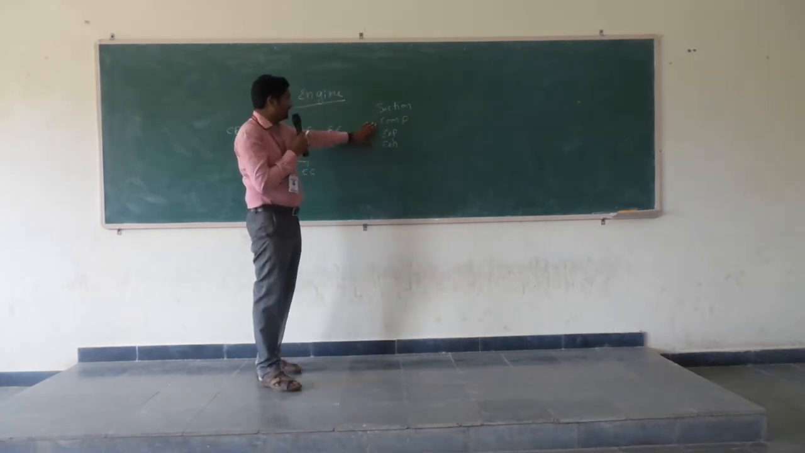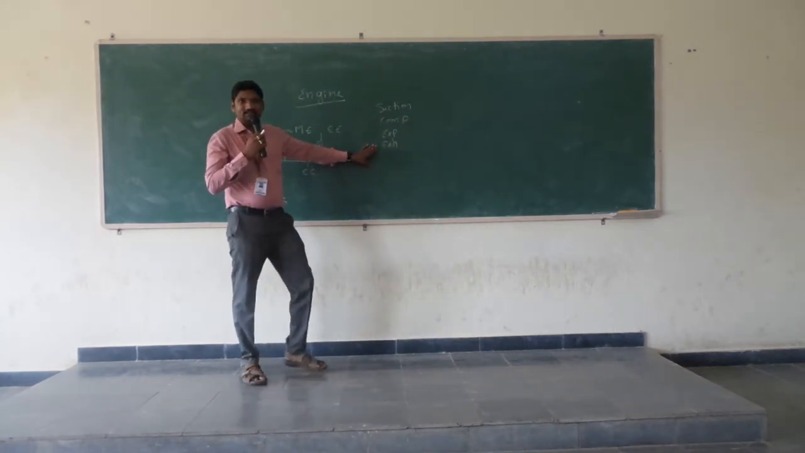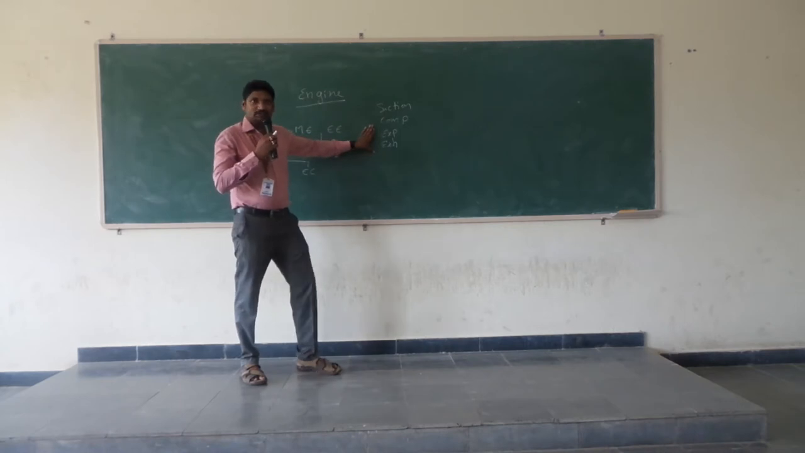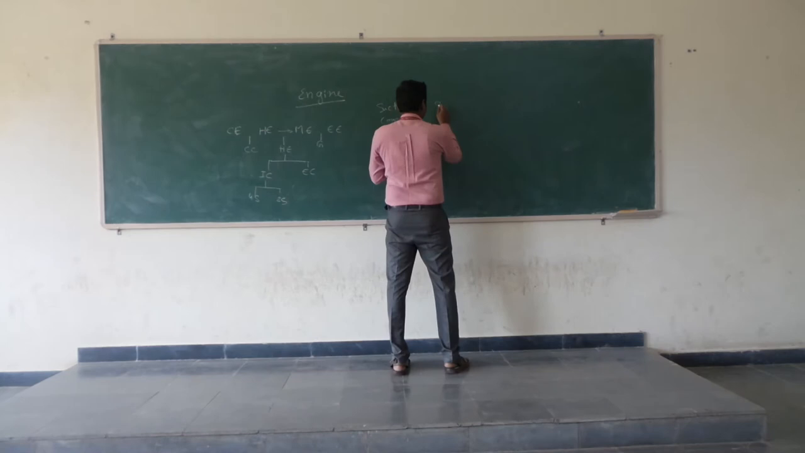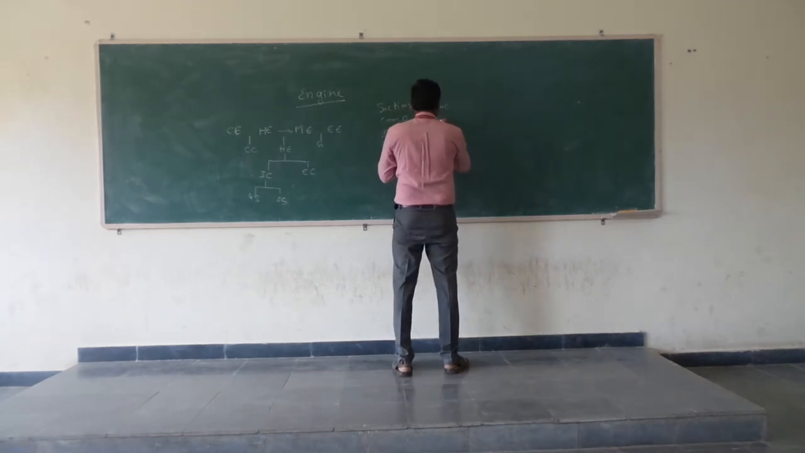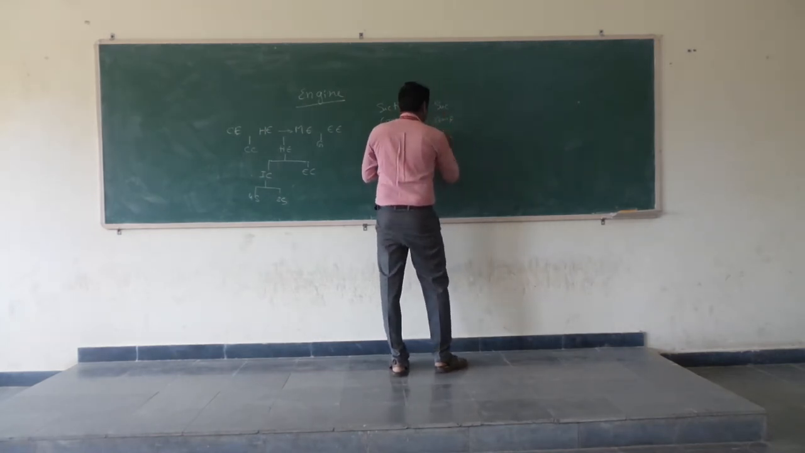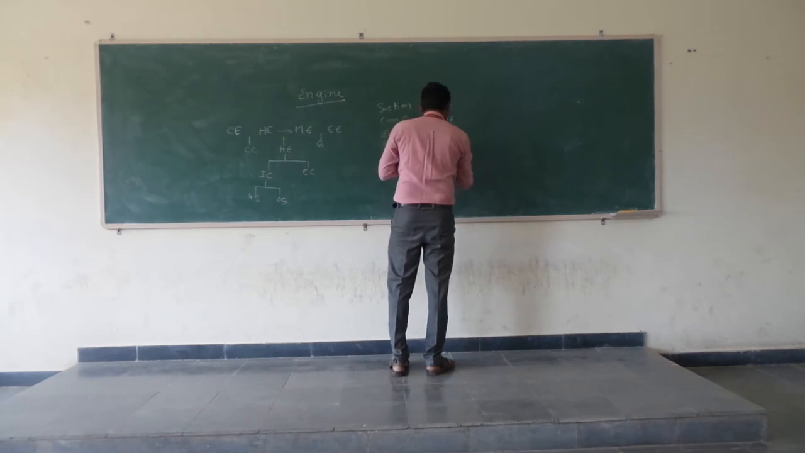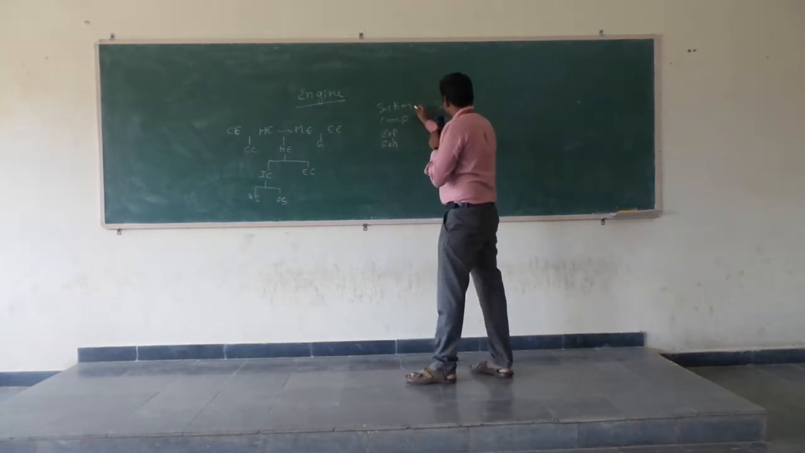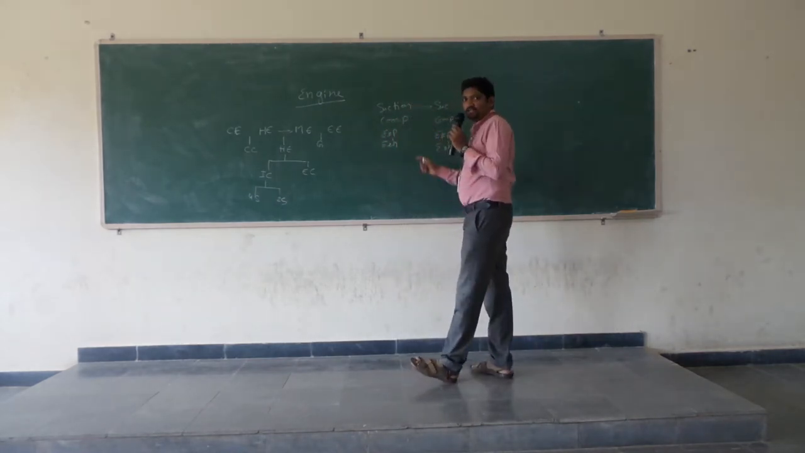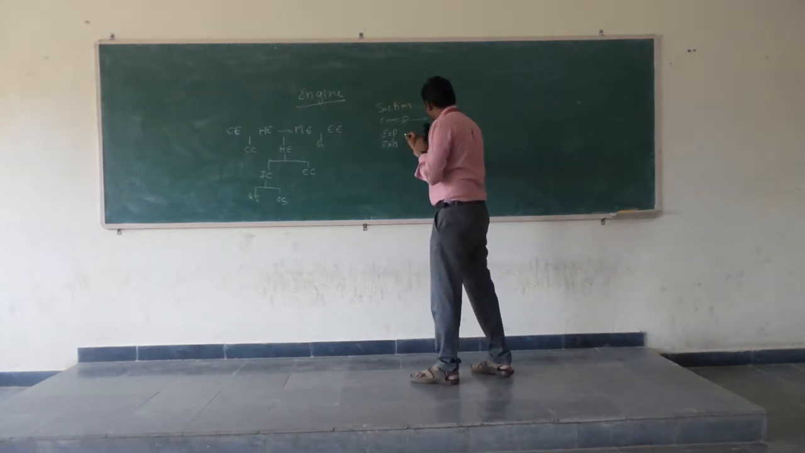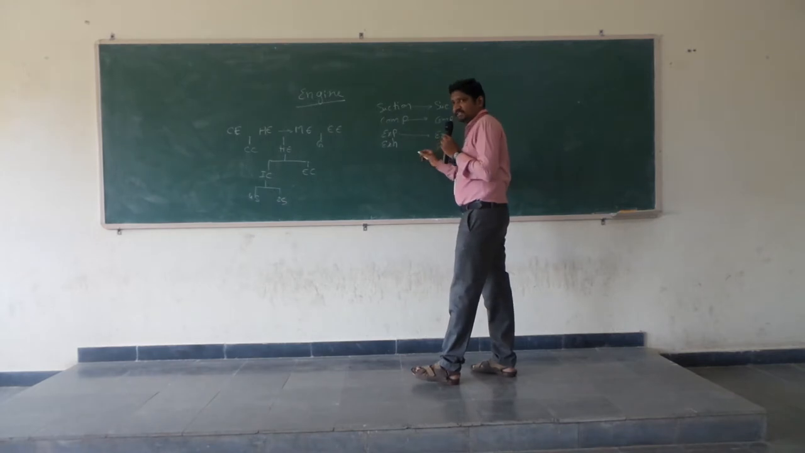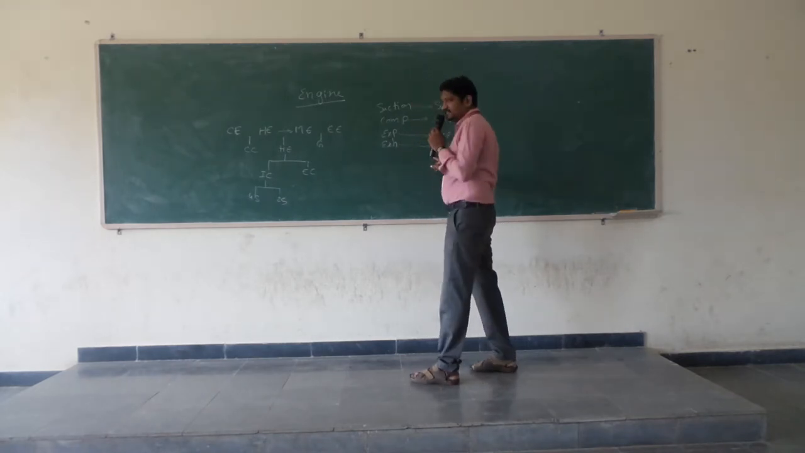Suction, compression, expansion, exhaust. These are the cycle of operations. This is completed in 4 strokes. The 4 strokes are the suction stroke, compression stroke, expansion stroke and exhaust stroke. The suction process is completed in the suction stroke, the compression process is completed in the compression stroke, the expansion process is completed in the expansion stroke, and the exhaust process is completed in the exhaust stroke.